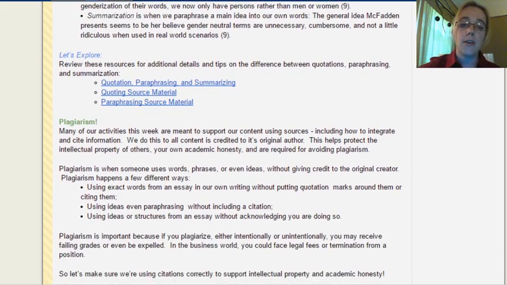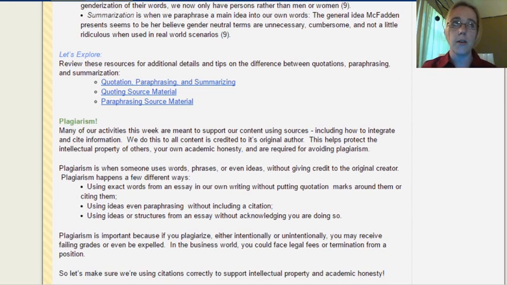Now, summarization is a summary of the main idea. It goes a little bit more broad than a paraphrasing would be. It's where you have the general idea of a paragraph or of the article itself. For instance, the general idea McFadden presents seems to be her belief gender-neutral terms are unnecessary, cumbersome, and not a little ridiculous when used in real-world scenarios. That's the main idea, right? That's a summary of that article. And again, just like with direct quotations and paraphrasing, you need to have a citation crediting McFadden or whoever your author is to support their intellectual property and your own academic honesty.